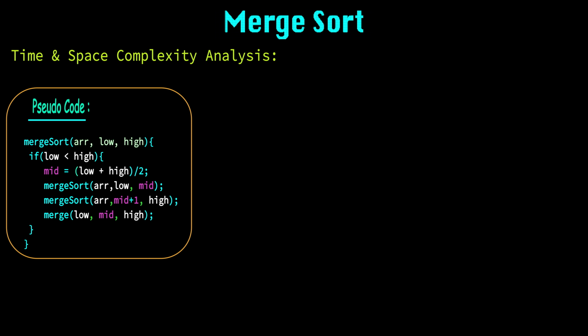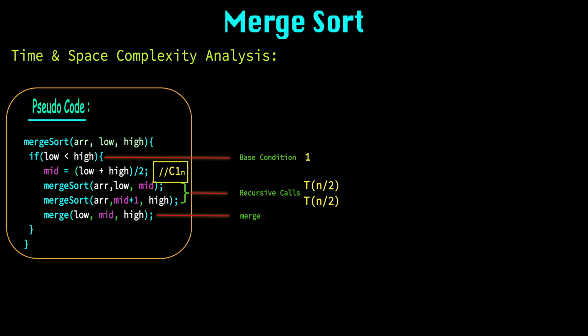So if we observe the pseudocode for the merge sort function, there is a base condition which will stop the recursive calls. Of course, inside we have the two recursive calls for the merge sort. Then there is one merge function. So here the condition will take constant time, that is 1. Again, calculating the mid from low and high indexes is constant time again. We can take it as c1.